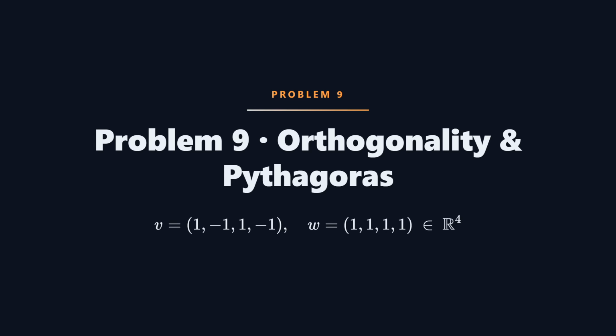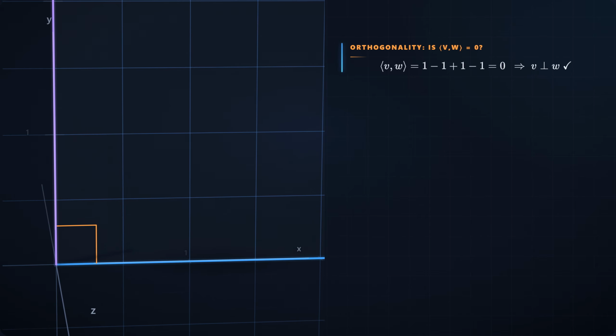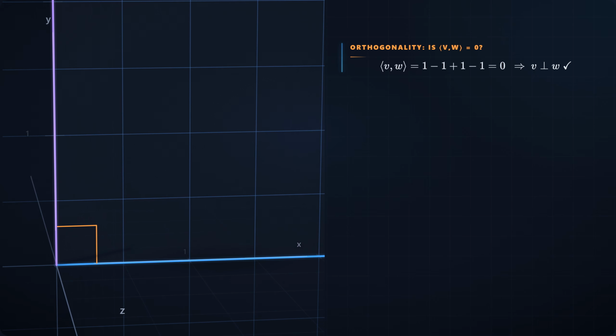Problem 9. The cheapest recurring points on the exam. Checking that 2 vectors are perpendicular and confirming Pythagoras follows. Pause and try. Perpendicularity is one scalar product away. Compute V with W. 1 minus 1 plus 1 minus 1, 0. A zero scalar product means the vectors are orthogonal, even in 4 dimensions where you can't picture it.